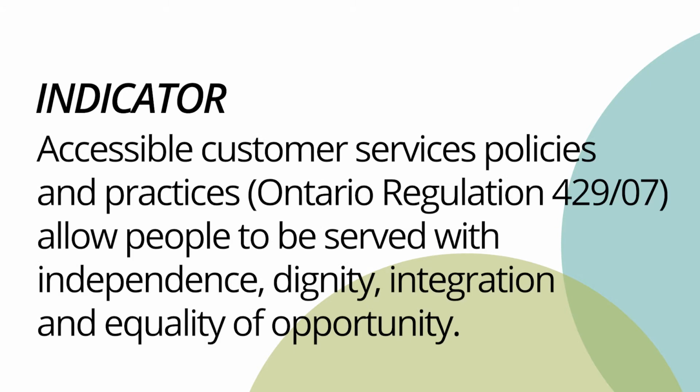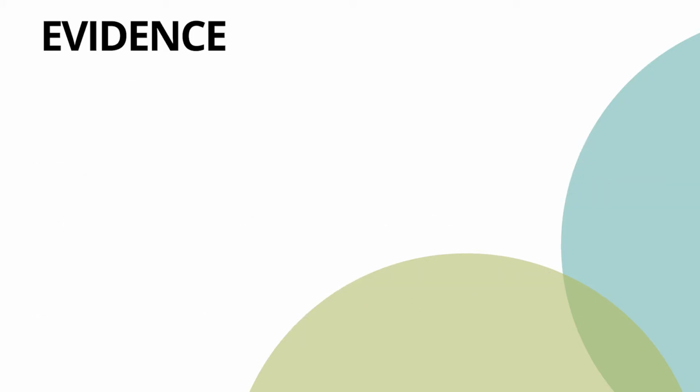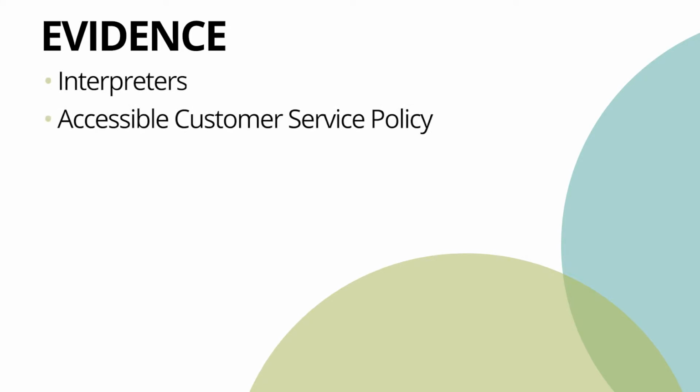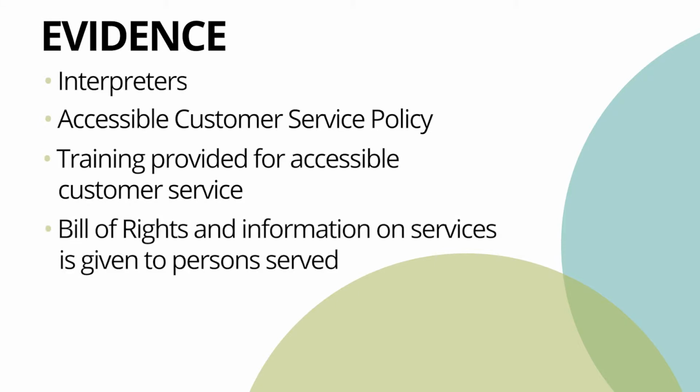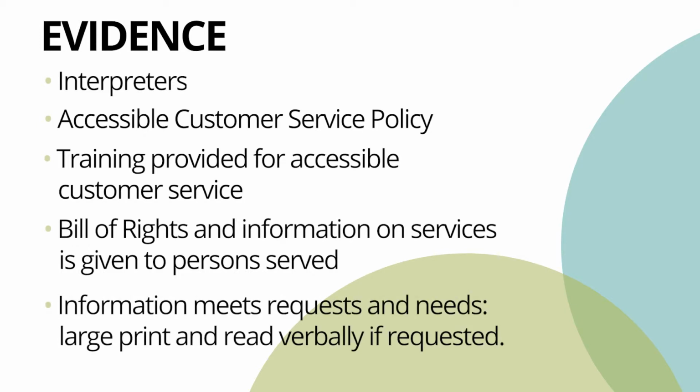Indicator. Accessible customer services, policies, and practices. Ontario Regulation 429/07. Allow people to be served with independence, dignity, integration, and equality of opportunity. Evidence. Interpreters. Accessible customer service policy. Training provided for accessible customer service. Bill of Rights and information on services is given to persons served. Information meets requests and needs. Large print and read verbally if requested.